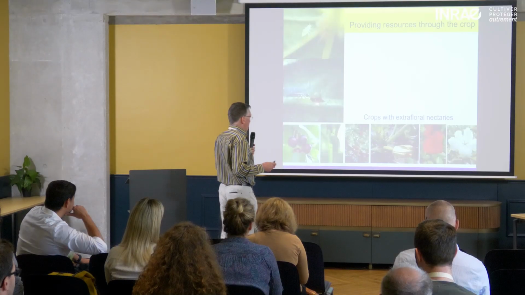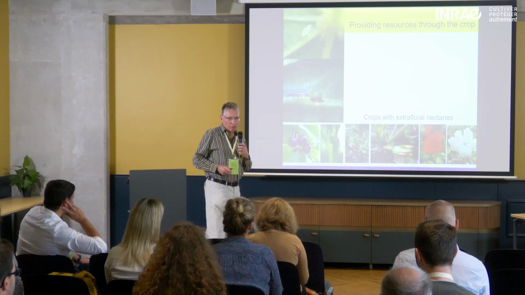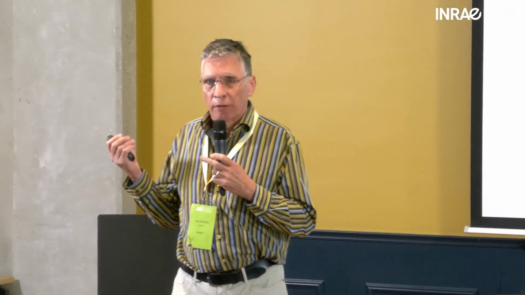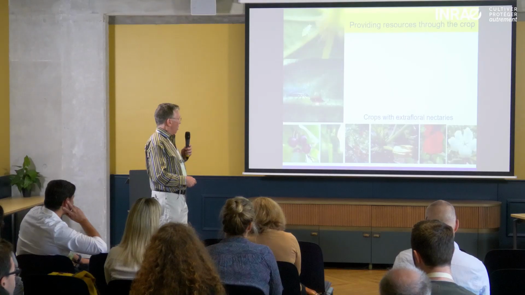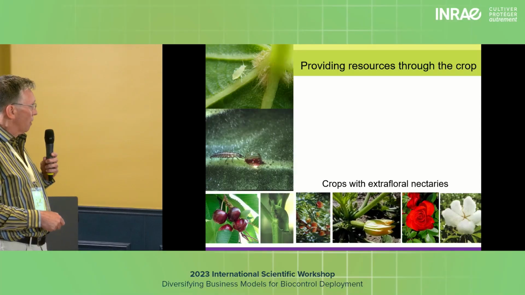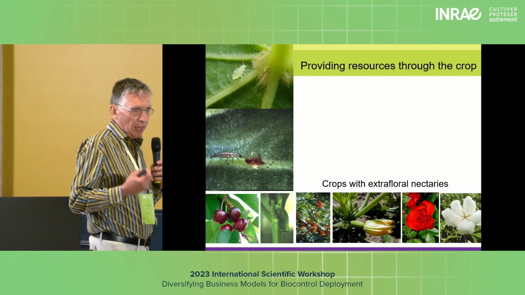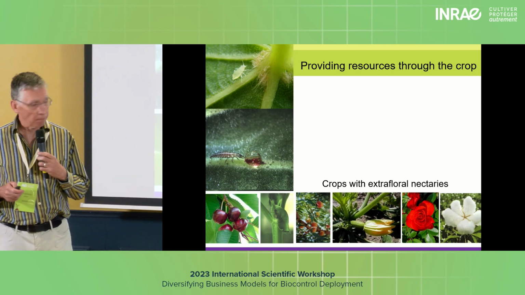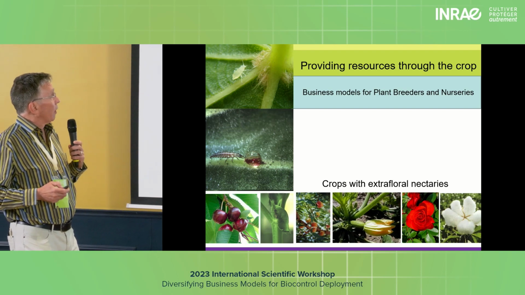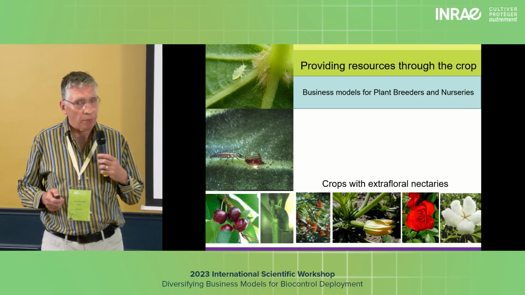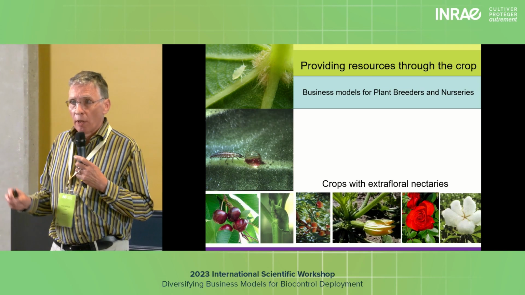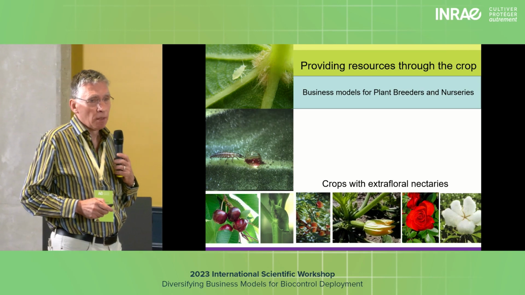And in a number of major crops, we do have these extrafloral nectaries. So if these extrafloral nectaries are present, you can actually select for cultivars that produce more of this nectar. Examples of these crops: cherries, Prunus species, Vicia, zucchini, roses, cotton. Those are all crops that have these extrafloral nectaries. So is there a business model for plant breeders and nurseries to include biocontrol in their breeding efforts?